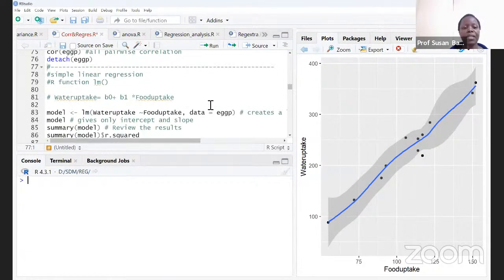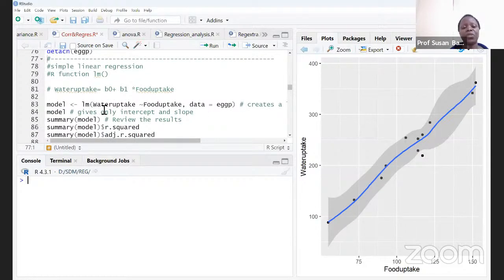Now we are going to run our simple linear regression, and it's going to be between water uptake being our response and food uptake being our independent variable. Okay. So the line 83 model is the object name given to that regression analysis. lm means linear model. So that is the function we are using. Water uptake is a function of food uptake, and data equals eggP. So run that, run line 83.